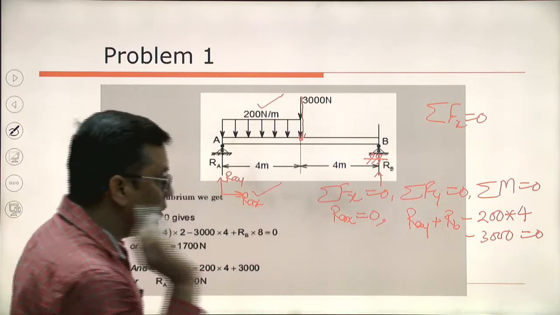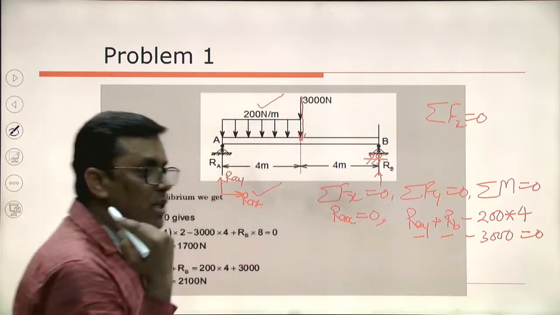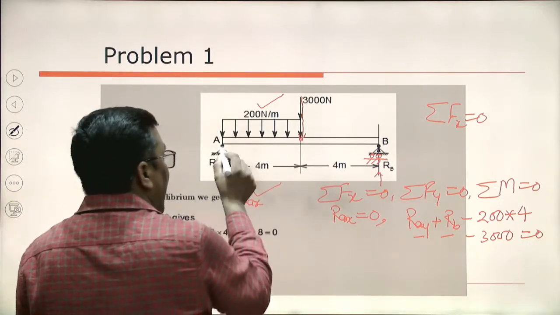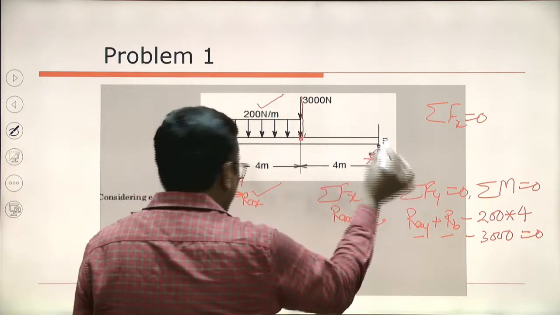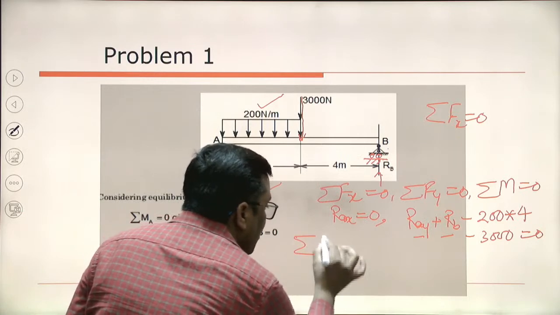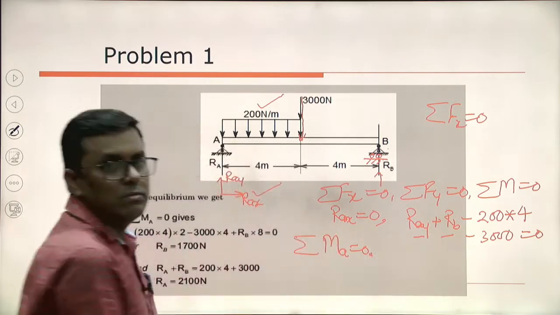So this is the another equation. How many unknowns are there? 2. So another equation is required. That another equation can be the moment equation, either about point A or about point B. So here I am choosing the point, sigma M_A equals to 0.